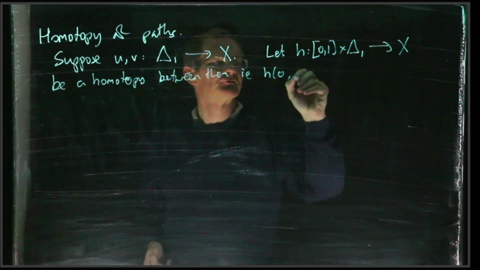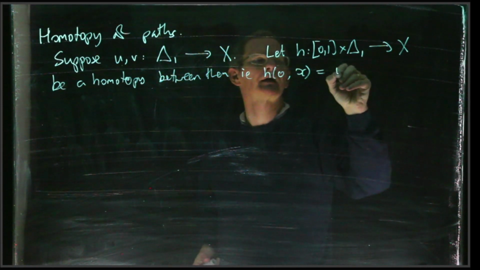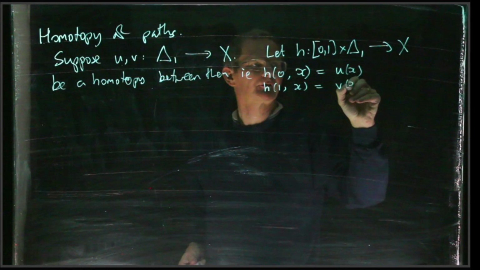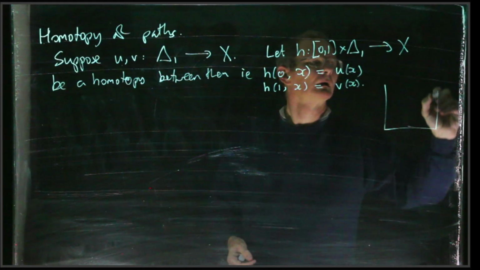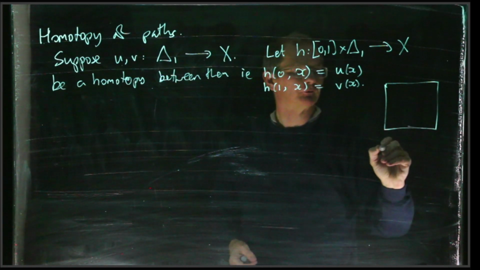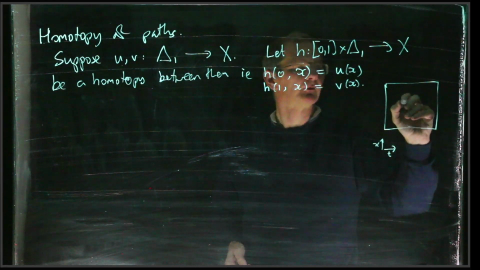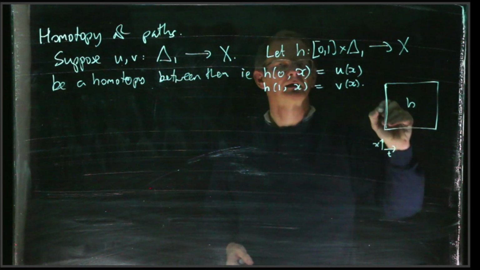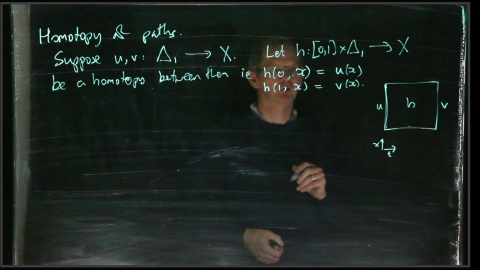So H of 0, x is going to be u of x, and H of 1, x is going to be v of x. Okay, so we can indicate this by drawing a little diagram like this. Your t is running this way, and your x is running this way, if you like. So we can draw an H here. What we're saying is that when t is 0, in other words on this edge here, we've just got u, and on the right-hand edge, where t is 1, we've got v.